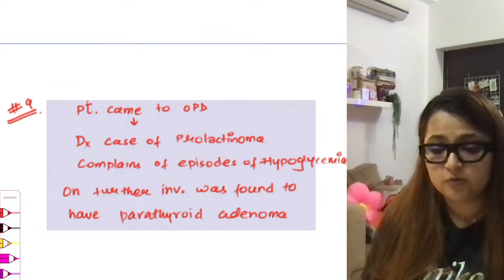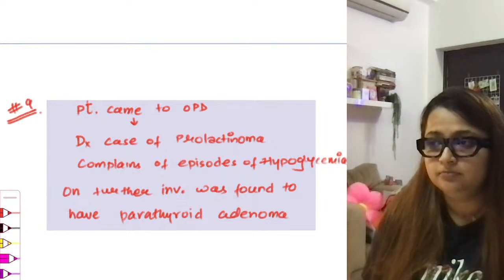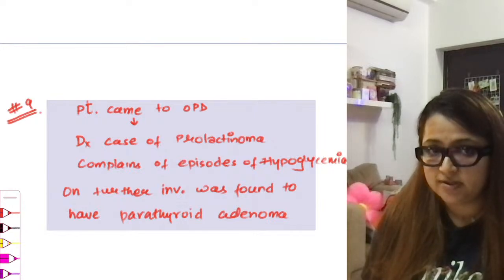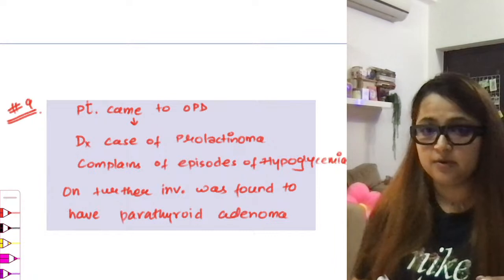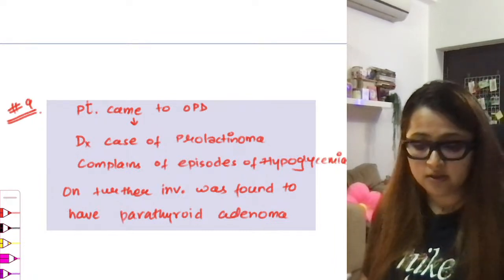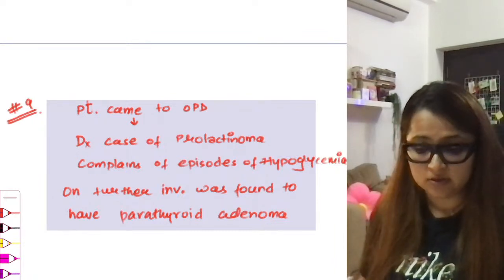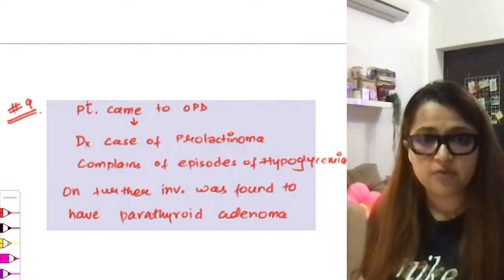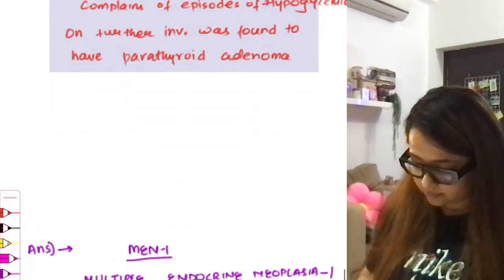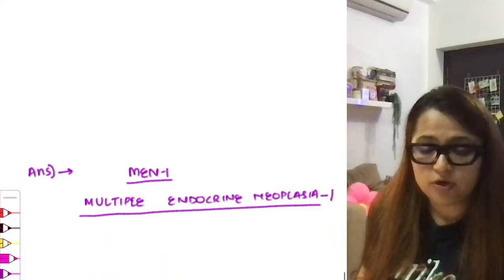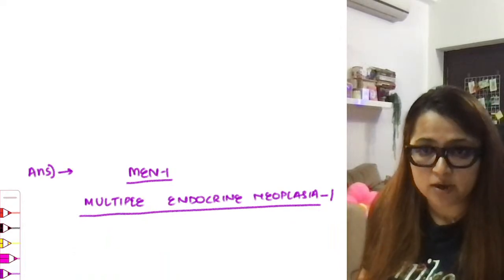I'm waiting for others to answer. So tell me the answer here. The topic of this question has been asked in a previous year. This is a very high yield topic. Yes, you guys gave the right answer. This is MEN1, multiple endocrine neoplasia type 1.